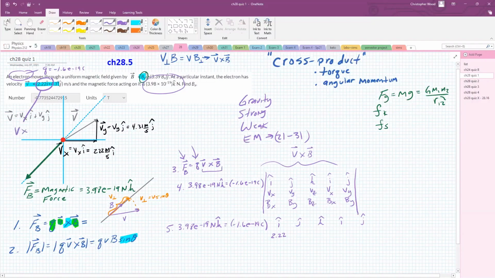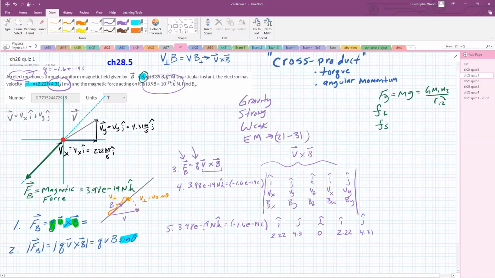Here's VY. VY is sitting right next door. For me, VY is 4.31 J hat. And then K hat apparently is 0. And then I repeat, what's I hat again? Oh yeah, it's 2.22. That's given. And my J hat is 4.31.